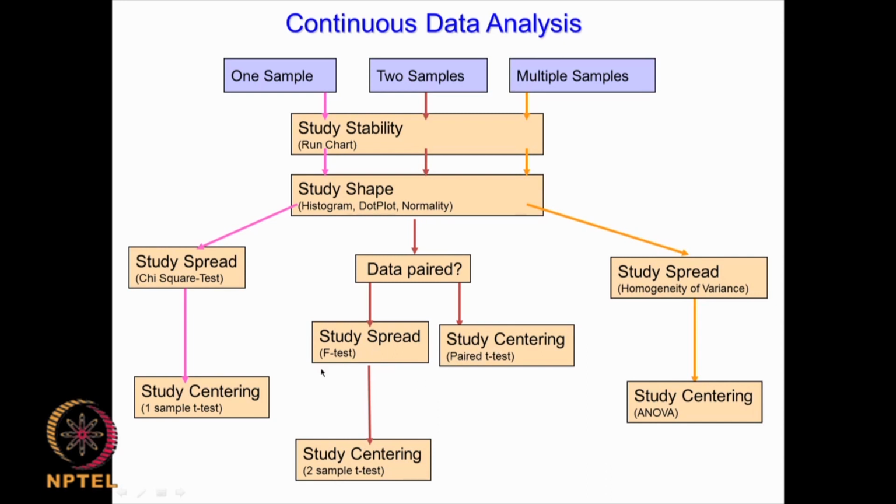If I am comparing variances, there is something called the F test. If I am comparing variances of a large number of data sets or samples, there is analysis of variance. If I am looking at the spread of the data, I can use something called homogeneity of variance, and so on. So, a large number of tests are possible. We will talk about each one of them in detail, with some examples also. So, do not worry about it.